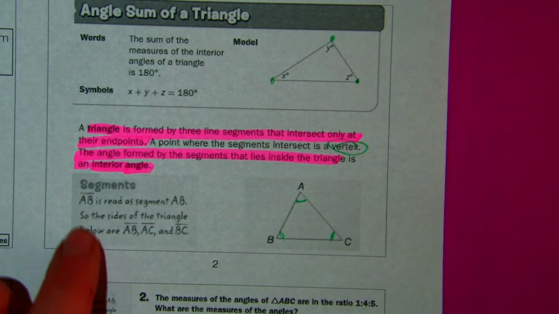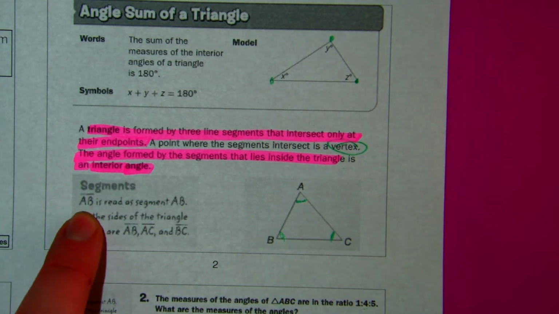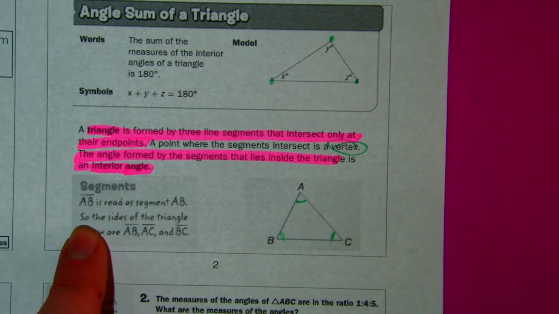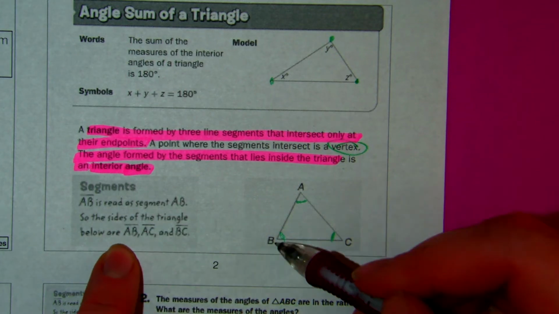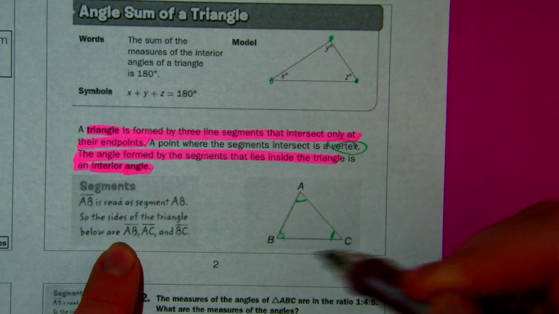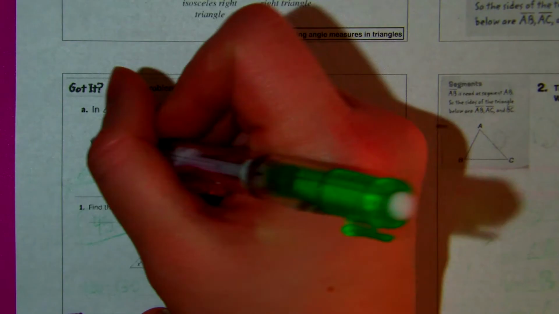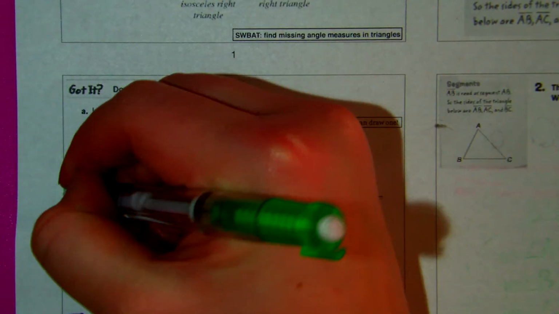It says AB with a line over it is read as segment AB. So the sides of the triangle below are segment AB, segment AC, and segment BC. So knowing that there are 180 degrees in a triangle, we can do a lot of manipulation there. So triangle XYZ, you don't see the triangle, so if you want to draw one, you can. Mine end up being pretty close to equilateral almost all the time, even if it doesn't seem to be true.